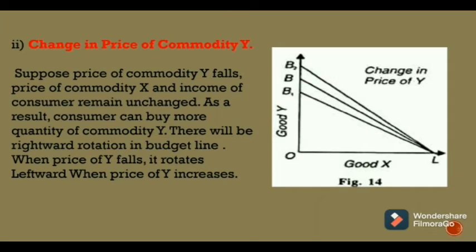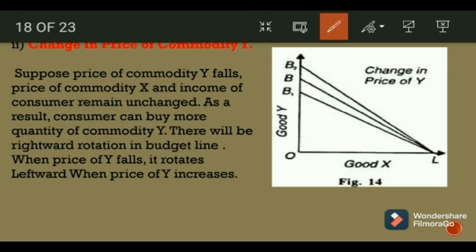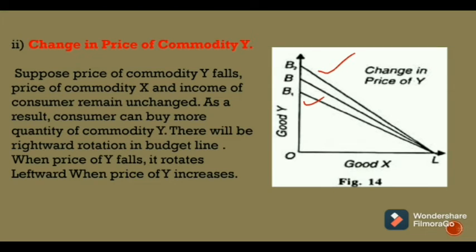So here in the graph you can see, here it is an outward shift or rotation because here the price of Y declines, and here it is an inward rotation because here the price of Y is increasing. So this way, a change in the price of commodity Y also causes the rotation in the price line.